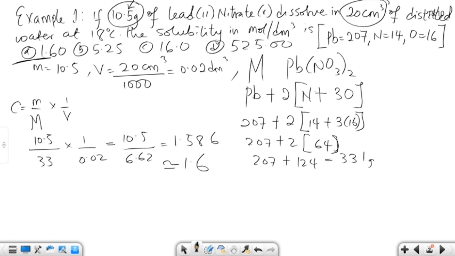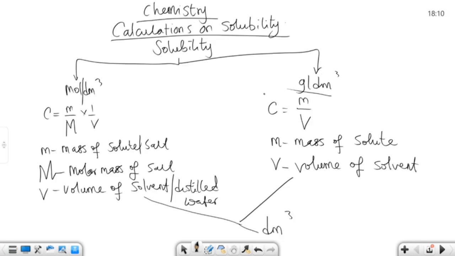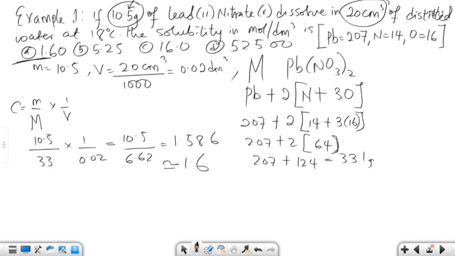Now you can also solve this in gram per dm³. Remember the formula to calculate solubility in gram per dm³. To solve that question, solubility equals m over V. What we just need is the reacting mass, which is 10.5, divided by the volume in dm³, which is 0.02. When you do that, you get your answer.